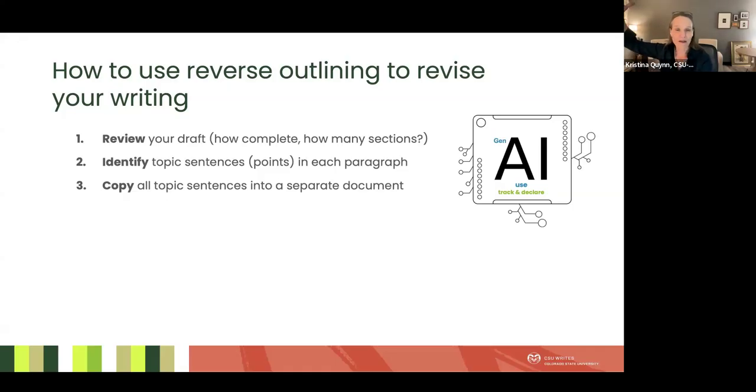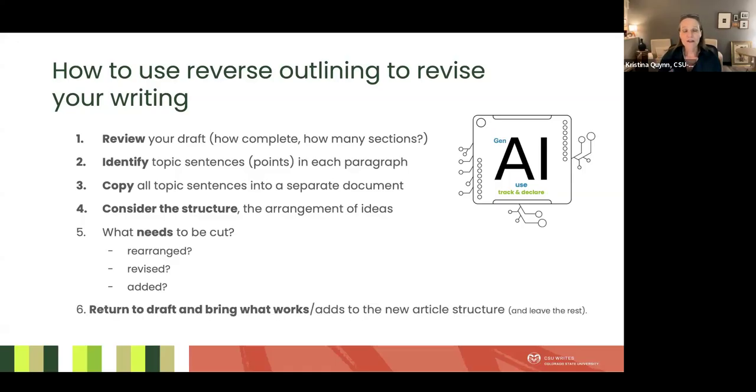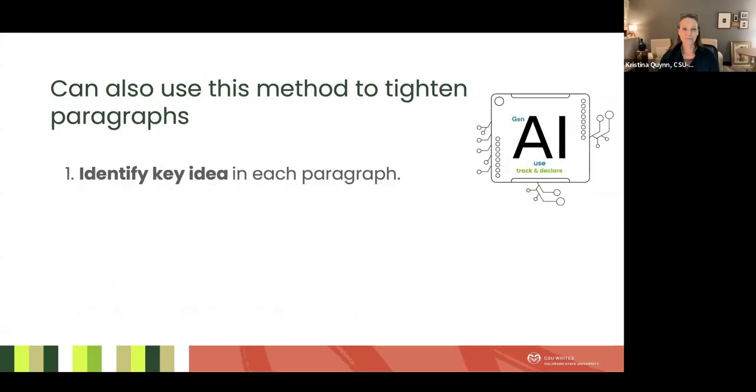So just like we did with the Brevia piece, you can pull them out and then you can see them arranged like we did with the abstract. And consider the structure, the arrangement of those ideas. What needs to be cut? What needs to be rearranged or revised or added? And then return to that draft and bring only what works. If there are sections where you realize, oh, wait, that is kind of a side point, or that really isn't relevant, or this is a repetition, use that information to go back and then revise your draft. Reorganize things, take things out, add things in as needed.